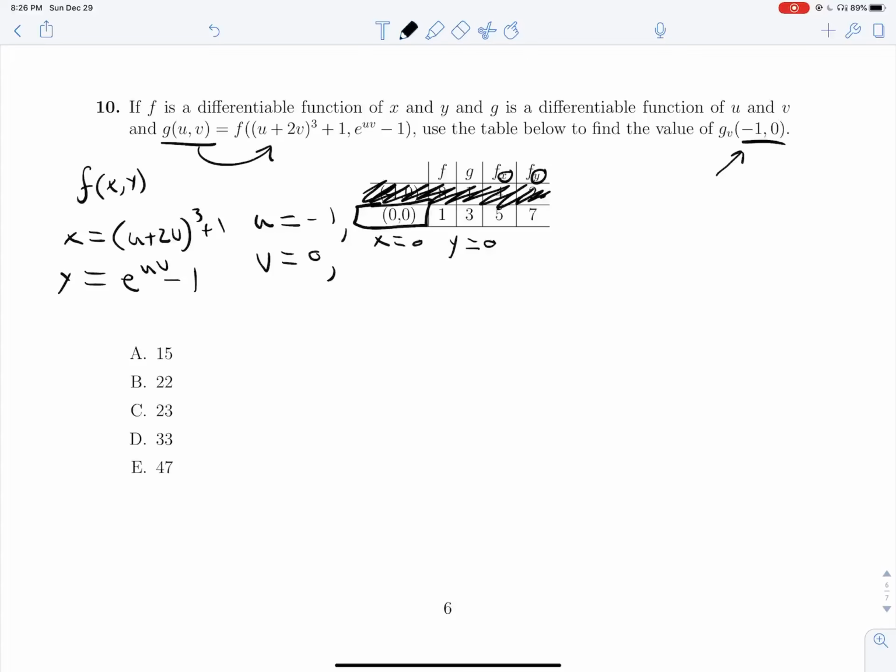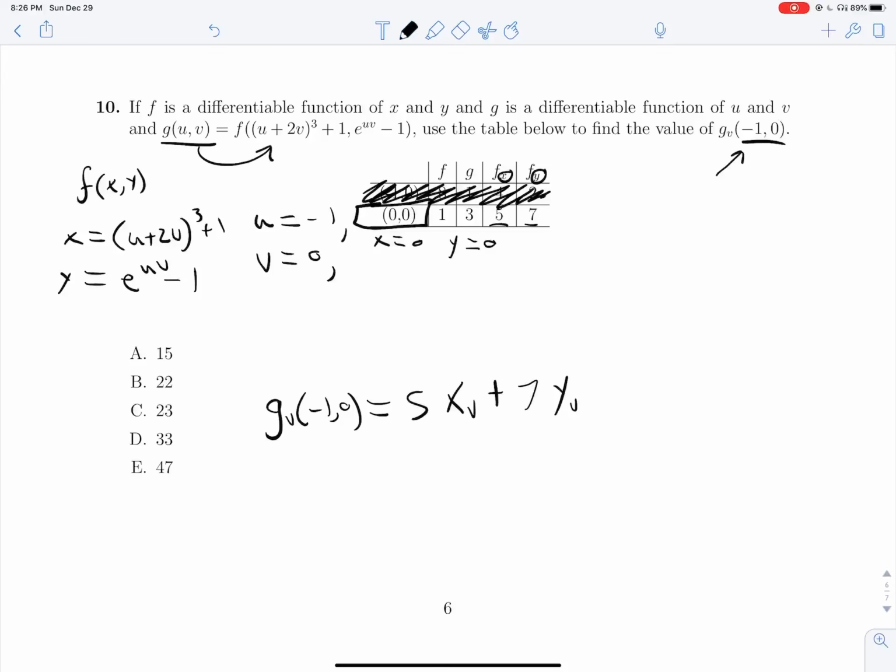So back to the present, we know that gv of -1, 0 is going to be equal to fx xv plus fy yv. And that's just from the definition or the formula for the multivariable chain rule. And we already have two of these values. Since we know that we're looking at the point x is equal to 0, y is equal to 0, fx is 5, and fy is 7, given there by the table.